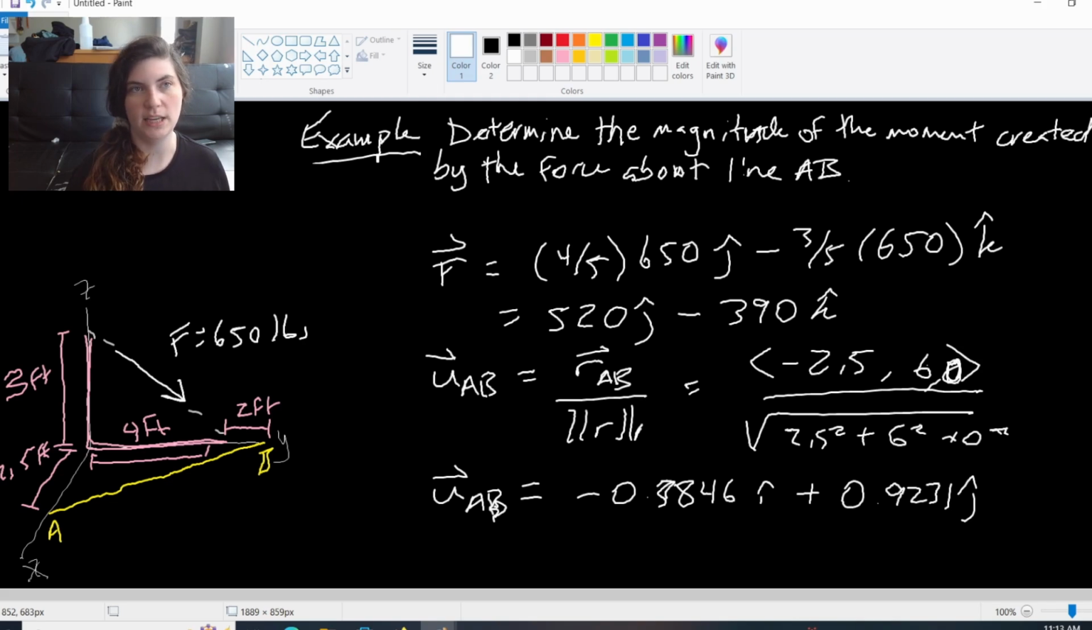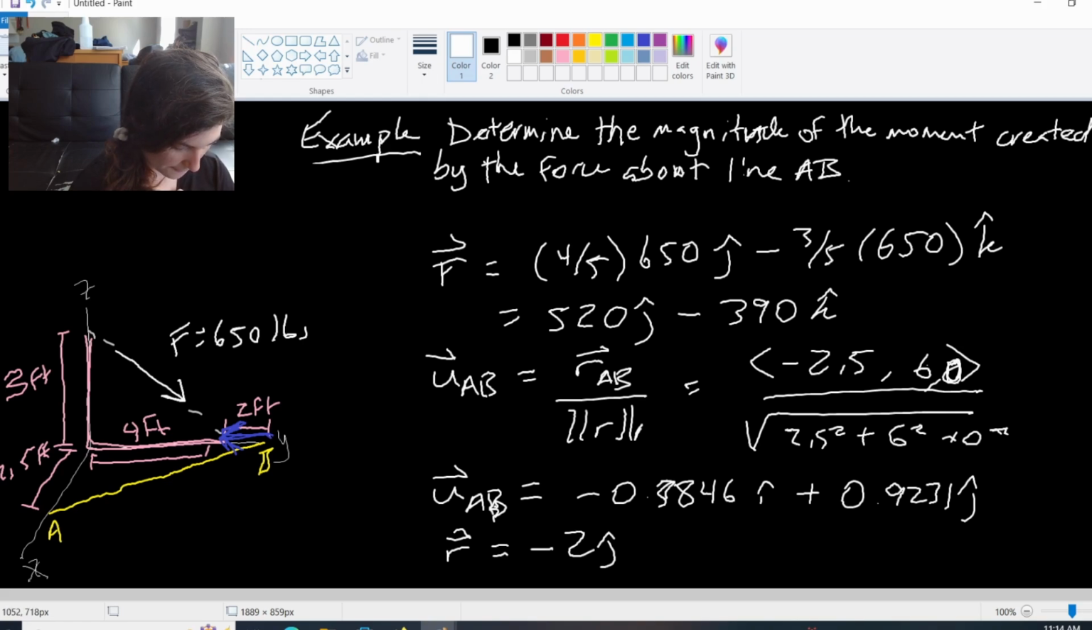And finally, we have to pick a position vector. Now remember, it can be anywhere that connects the line of action of the force to our axis of interest. So I'm going to pick what I see is the easiest, the least complicated position vector, which to me is connecting this point B 2 feet over to where this line of action of the force is hitting the y-axis. So this position vector, R, is negative 2 j hat.